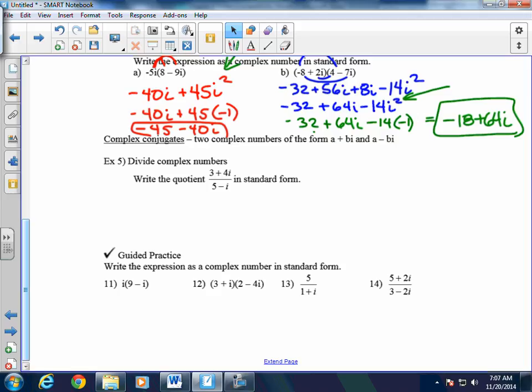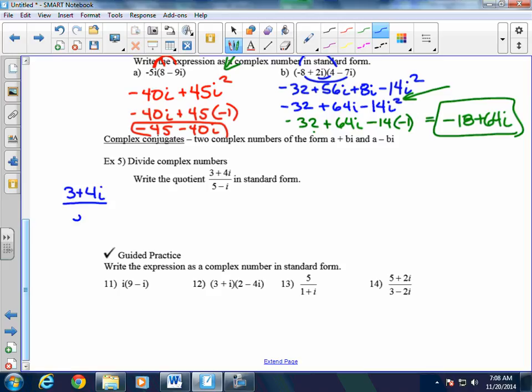The next thing that we are going to talk about today is something called the complex conjugate. Two complex numbers of the form a plus bi and a minus bi. This is just like the radicals we did the other day when we talked about their conjugates. So we're going to write this in standard form. Now, just like we could not have a radical in the denominator, we can never have an imaginary number in the denominator.